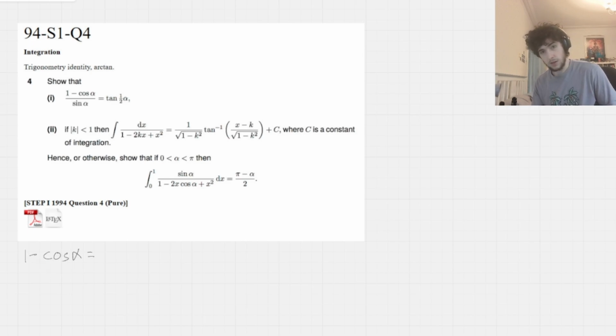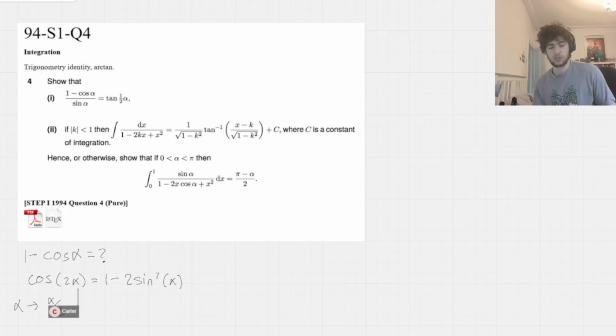Well, in general, we know that cosine 2 alpha, it's a good place to start, is equal to 1 minus 2 sine squared alpha. This is just a double angle formula that you should know from A level. And you can be a little bit strategic: you can take alpha and bring it to alpha over 2. So if alpha was 8, you could bring it to 4, right? And that's fine because this identity is still the same. You're just halving the thing that you're inputting, or part of the thing that you're inputting.